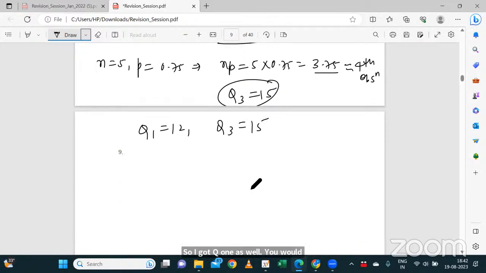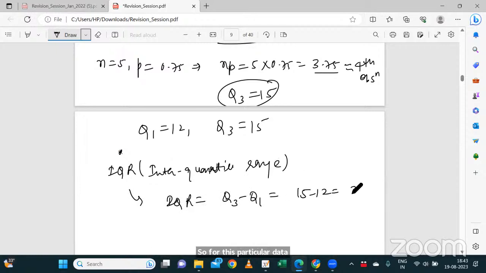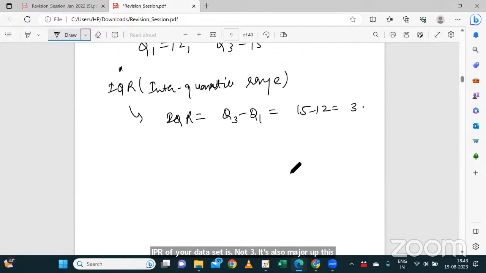The next concept is called IQR, the full form of which is interquartile range. The interquartile range is defined as Q3 minus Q1. For this particular data set, Q3 is 15 and Q1 is 12, so the IQR of your data set is 3. It's also a measure of dispersion, as I told you initially.